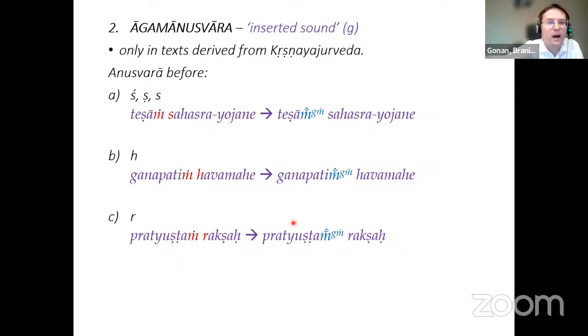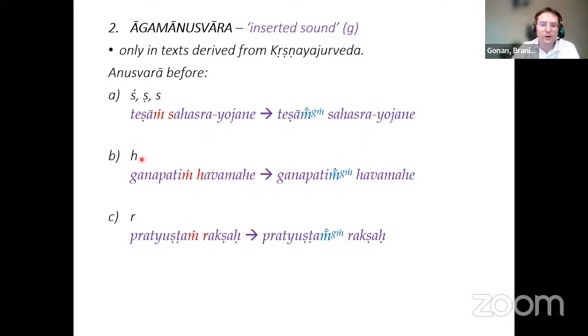Then we have Agamanusvara, which means literally inserted G sound, inserted G. And we only find this change in the Krishna Yajurveda text. So if we have Anusvara before sh and s, for example, Tesham Sahasra, then it is changed into Teshagam. So we have actually inserted this G sound.